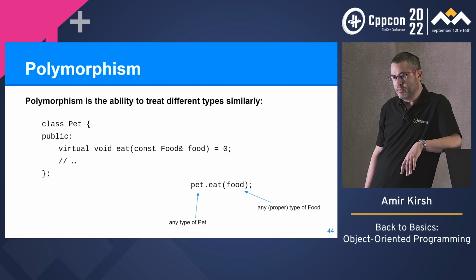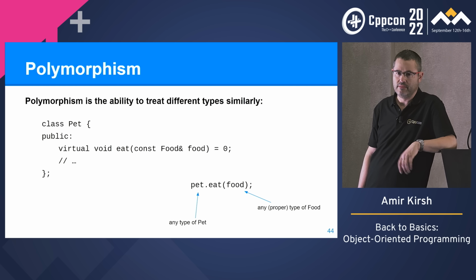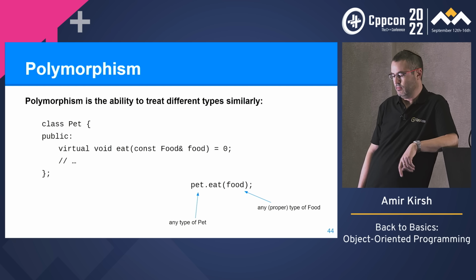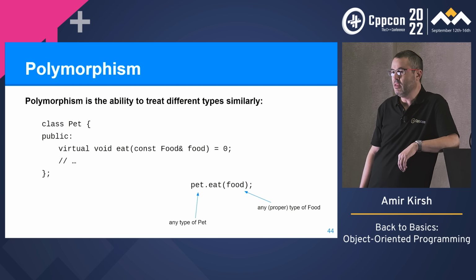Polymorphism allows me to call a function on somebody. In this case, pet is a reference to a pet. Pet with a smaller p is a reference to a Pet class with a capital P. And I call the eat function. And it might be that pet here is a dog, or maybe it's a cat. I don't care. Maybe the eat function behaves differently. This is why it's a virtual function. And then I can send it any kind of food. Suppose that Food is a base class. Well, I can send something that derives from Food.